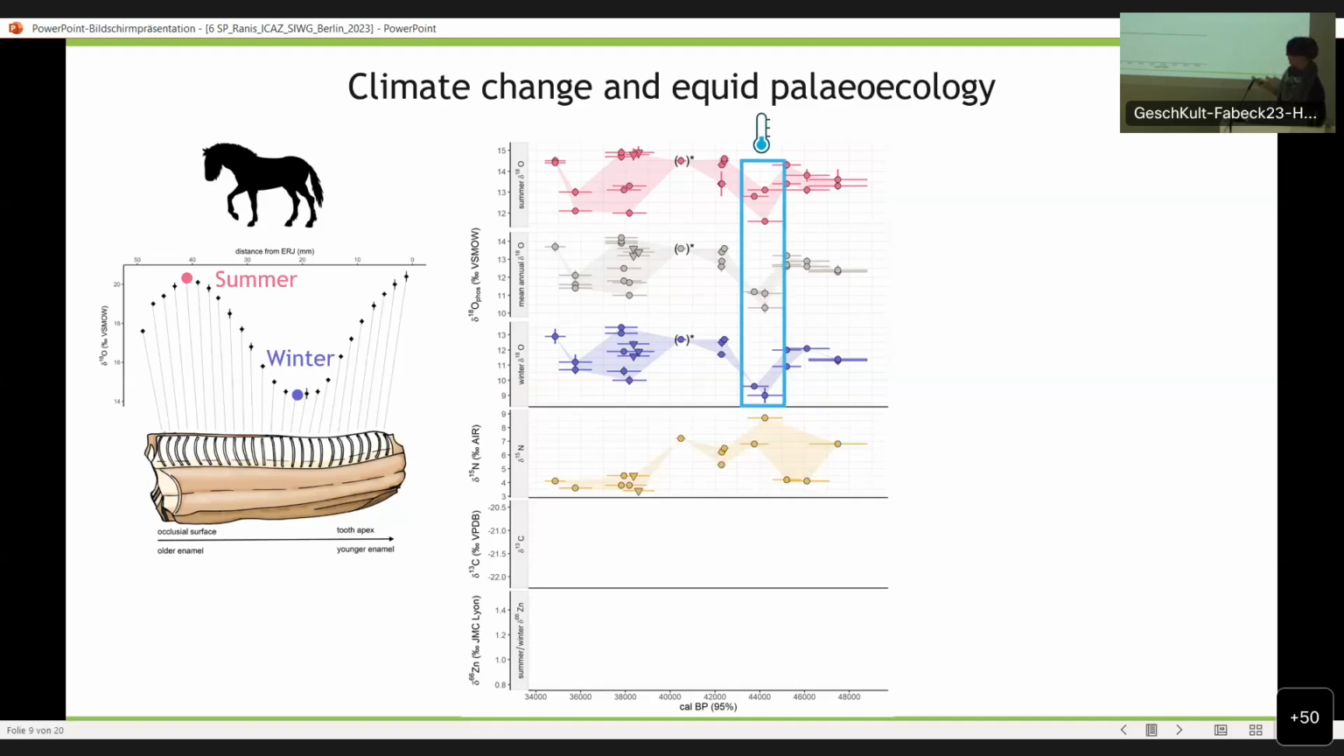And then in the nitrogen, interestingly, we have very high nitrogen values at this time, and they peter out lower in the upper Paleolithic. And so, okay, nitrogen is very complicated. So if you have other ideas, let me know.